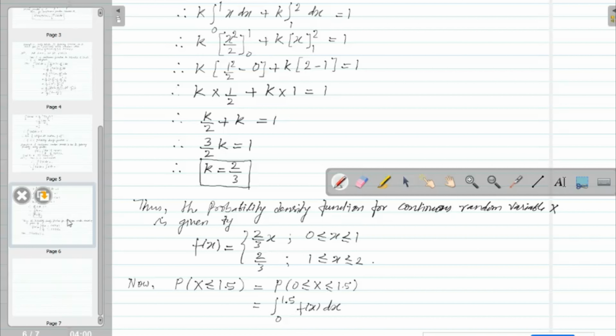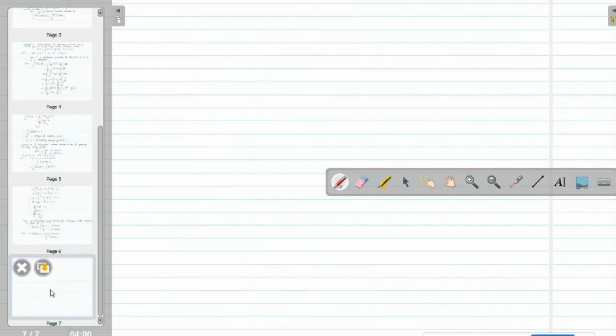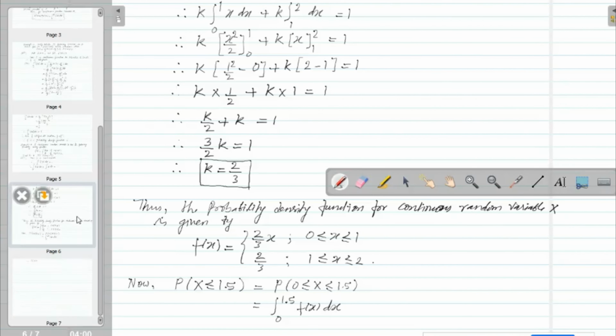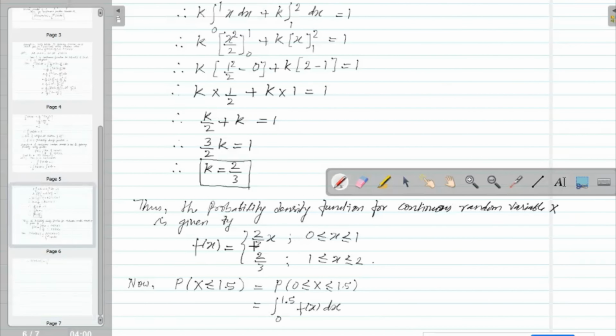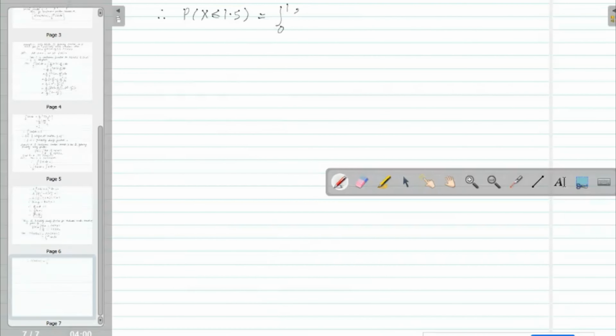So therefore the probability of x which is less than or equal to 1.5, and which is what? Integration of limit 0 to 1. For limit 0 to 1 we will have this function 2 by 3x. That is 2 by 3x dx, plus integration of limit 1 to 1.5.